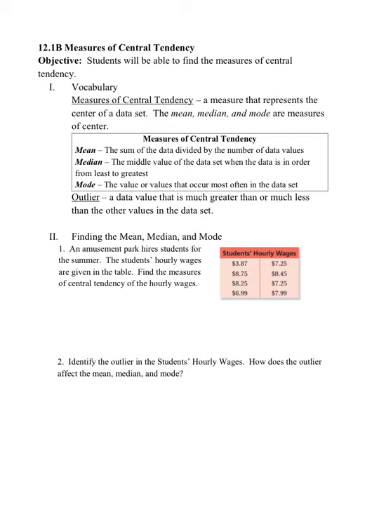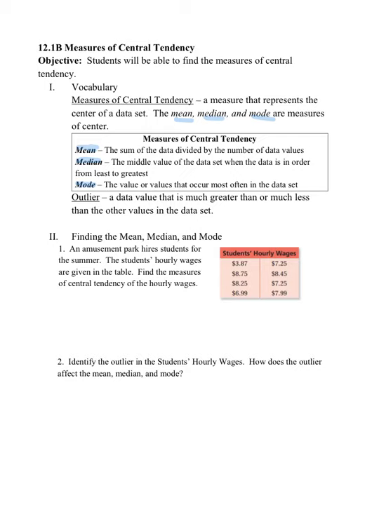The real piece of today's lesson is going to focus on measures of center, measures of central tendency. These types of things measure the center of a data set. The examples of measures of center that we're going to use are mean, median, and mode. When you find your mean, it is the sum of the data divided by the number of data values. So it's like the average. Your median is the middle value when the data is ordered from least to greatest. Your mode is the one that occurs the most often.